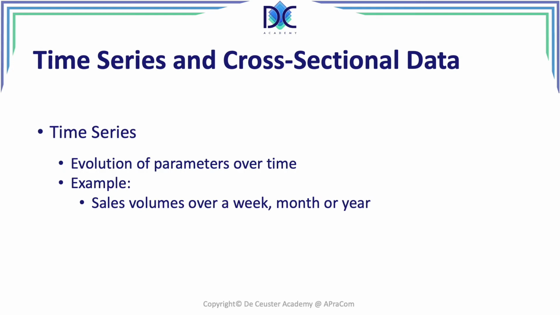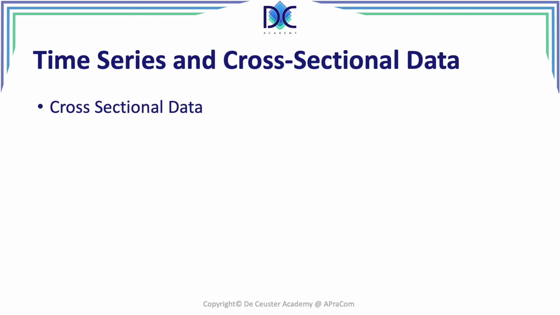We can also look at people who get ill, certain illness over time, how does it evolve, what are the seasonal effects. Other element are what we call cross-sectional data. Here we're going to see what's happening in a specific point in time. So we take a specific point in time and we're looking at different categories.